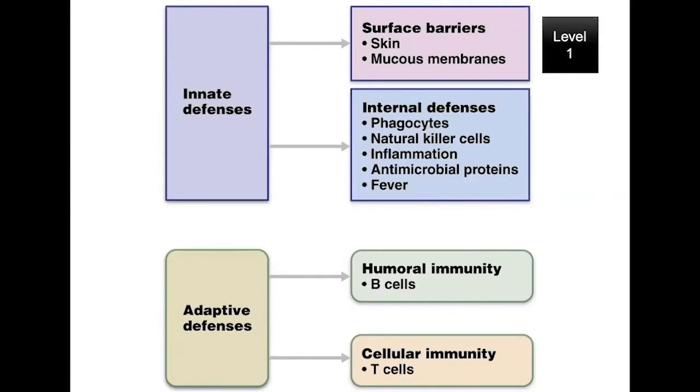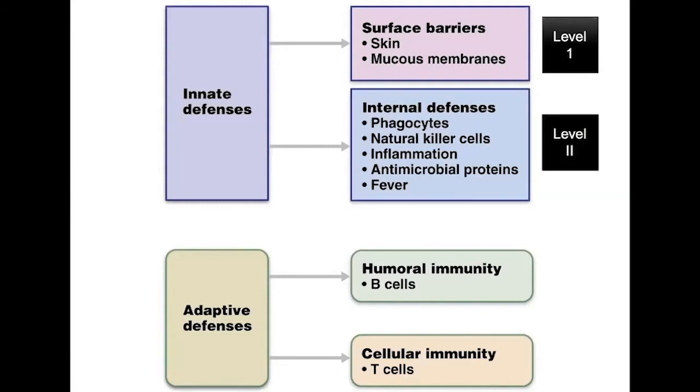These are going to involve phagocytosis, inflammation, antimicrobial proteins such as complement and interferons, and fever. We also talked about the different types of leukocytes involved in the innate immune response. Natural killer cells are one of those, and they are used to attack virus-infected cells as well as tumor cells. All of these are located within level 2.